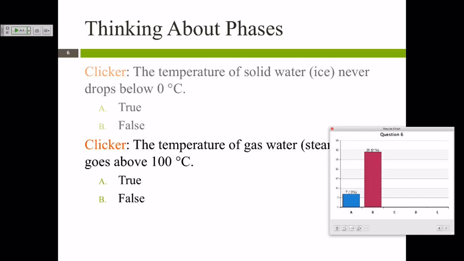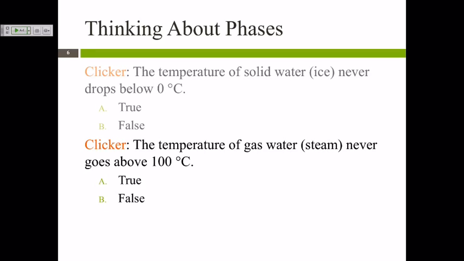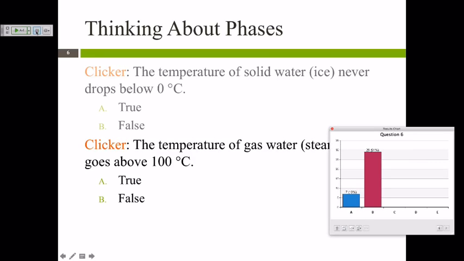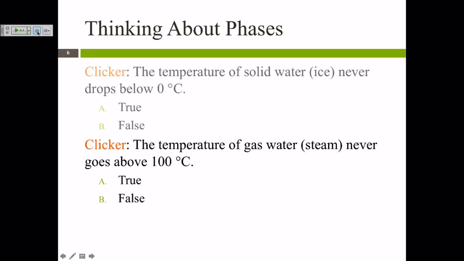So what did this question actually state? It said never goes above 100 degrees. And that is absolutely false. The faster those molecules are moving, the hotter it is, or the hotter it is, the faster those molecules are moving.